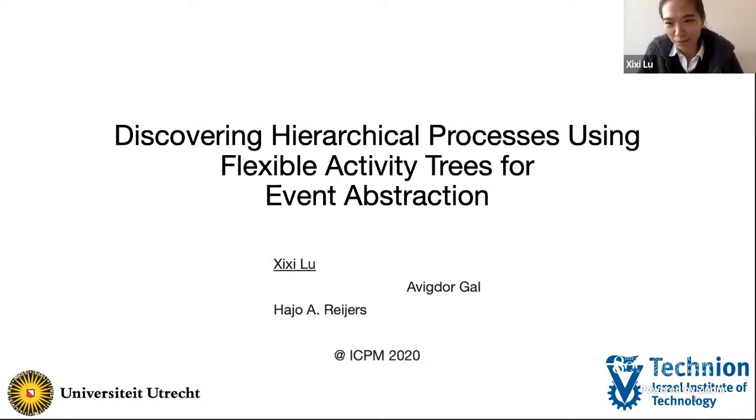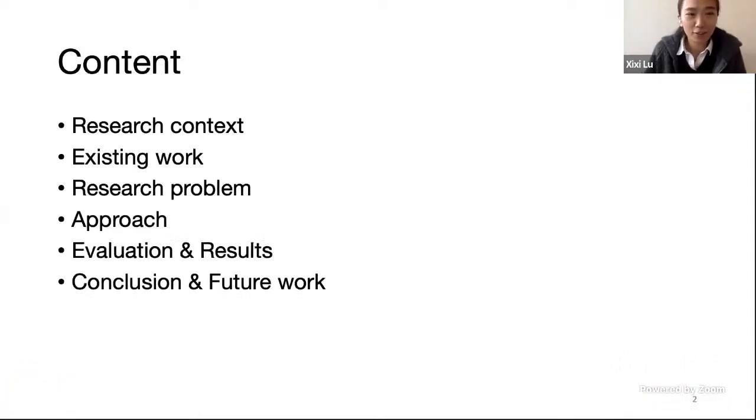As said, my name is CC Lu. I'm from Utrecht University. In this talk, I'm going to present this work about discovering hierarchical processes using flexible activity trees for event abstraction. This is joint work with Avigdor Gal from the Technion Israel Institute of Technology and Hajo Reijers, also from Utrecht University. This is the content of today, so it's a standard. We are going to discuss research context, existing work, research problem, approach, evaluation, and conclusion.